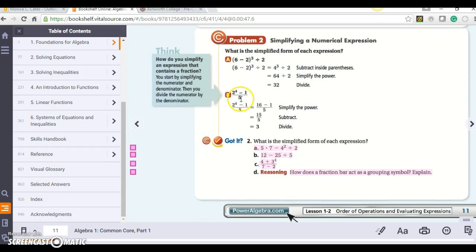2 to the fourth minus 1 divided by 5. Well, remember my fraction bar acts like a parentheses. So I have to make sure that I know that this is in parentheses. Inside my parentheses, I have an exponent. So that's the first thing that I do. So I'm going to do the order of operations inside my parentheses.